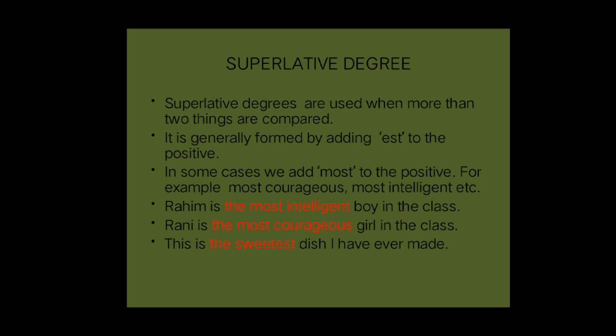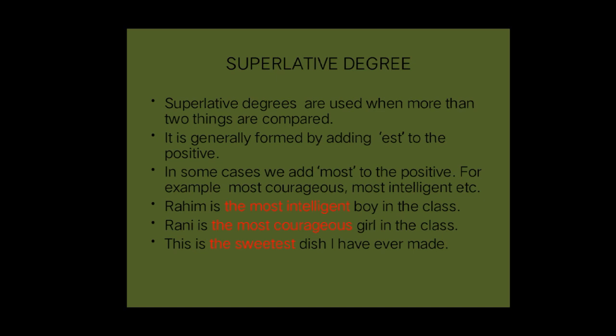So, here what you have to understand, it's not two boys, more than two are there. Then only we can use the most intelligent. Rani is the most courageous girl in the class. Here also the same thing. Many girls are there. Many girls means here in the sense more than two. This is the sweetest dish I have ever made. I have made many dishes and this is the sweetest one.